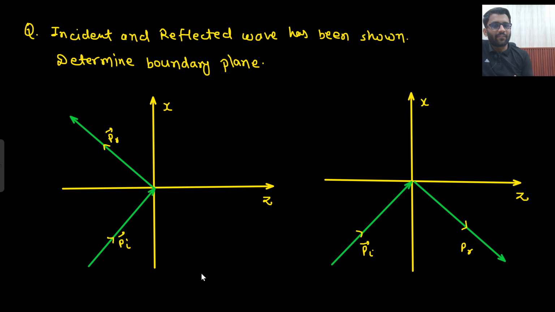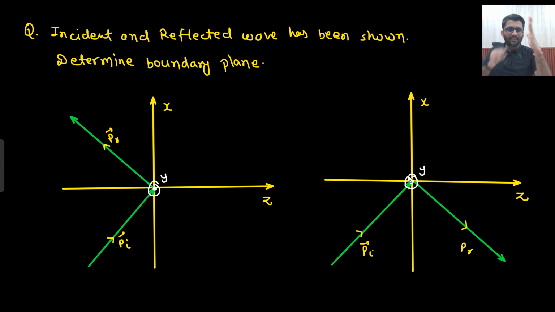Now incident and reflected waves have been shown. You need to determine the boundary plane. Very easy question. Try doing it on your own. This is x, this is z. So where would y have been? X cross y should give me z. So this would be my y.